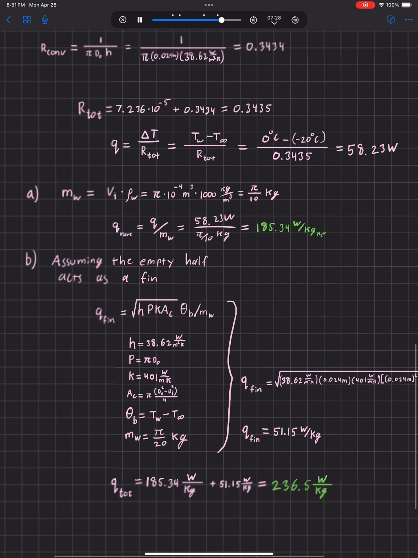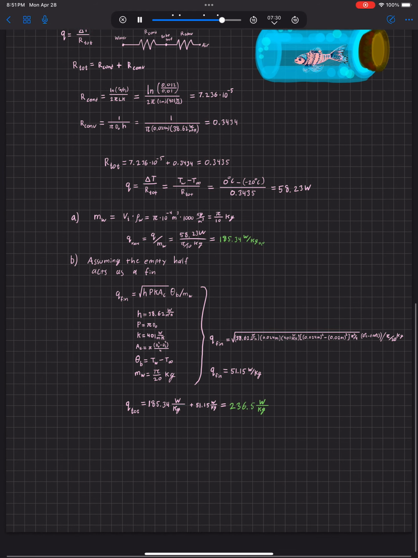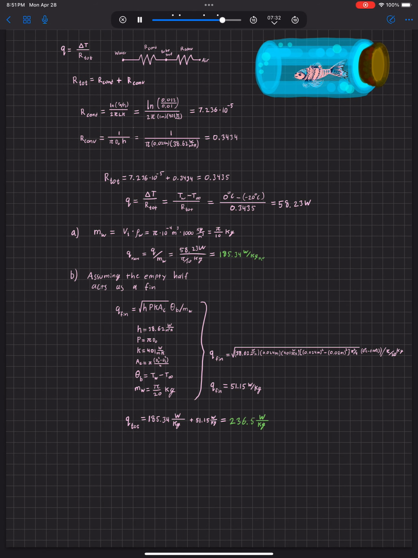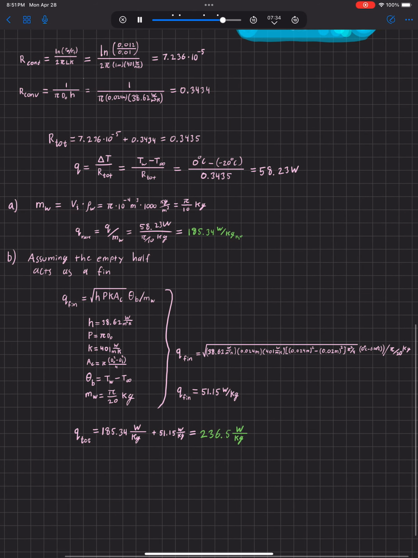And then for part B, you are supposed to assume that the empty half of the tube acts as a fin, which seems a little counterintuitive, but basically because you're conducting out of the water and then convecting around the tube, it does act as just a large fin. So for that equation, you get that the Q of the fin is equal to the square root of H times P times K times AC, all times theta B over M water.